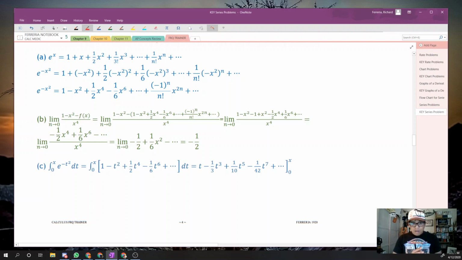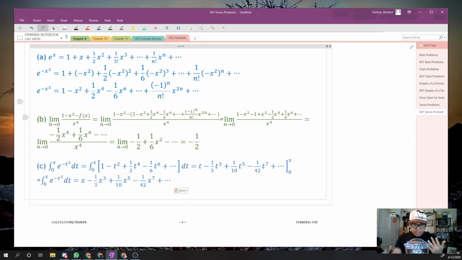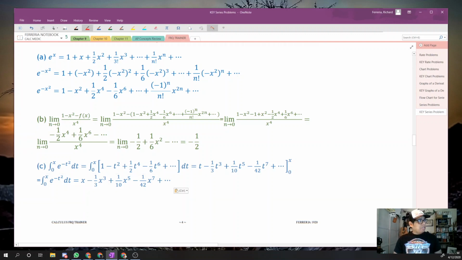All that's left now is to substitute x and to substitute 0. When you substitute 0, you're going to get a 0 because every term has a t in it. Here we go. T, t, t, t. Every time, if you substitute a 0 for those t's, you're just going to get a 0. When you substitute the x, you're just going to change all those t's to x. So here is that antiderivative. Not bad, right?